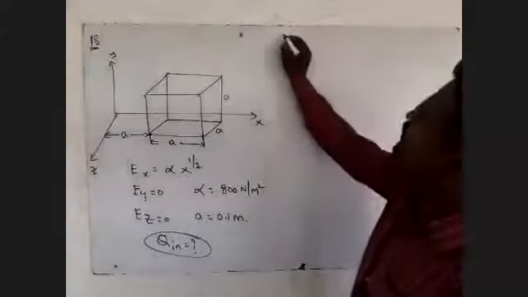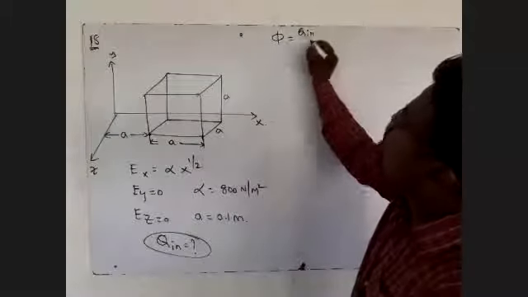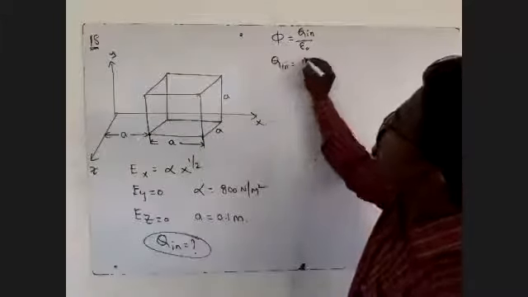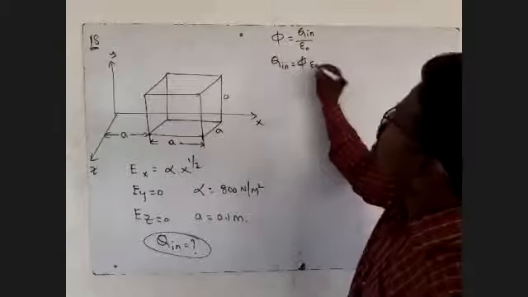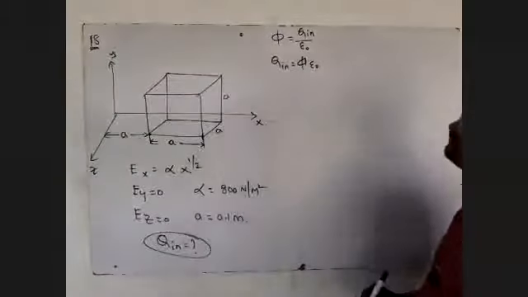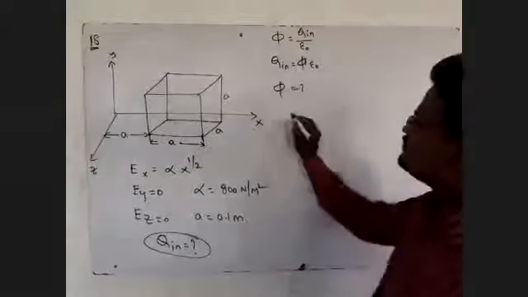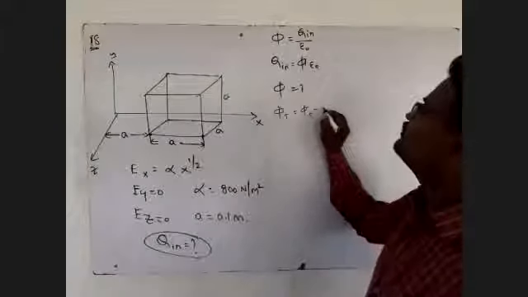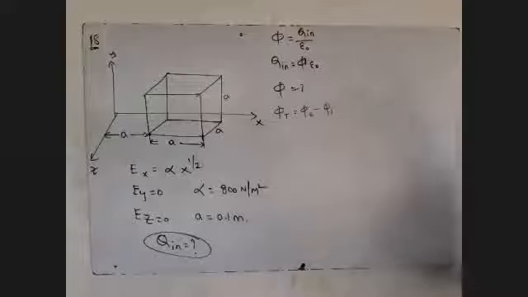We know very well the electric flux is equal to Q enclosed by epsilon naught. So Q enclosed is equal to phi into epsilon naught. So first we are finding the flux. The total flux is equal to outside flux minus inside flux.